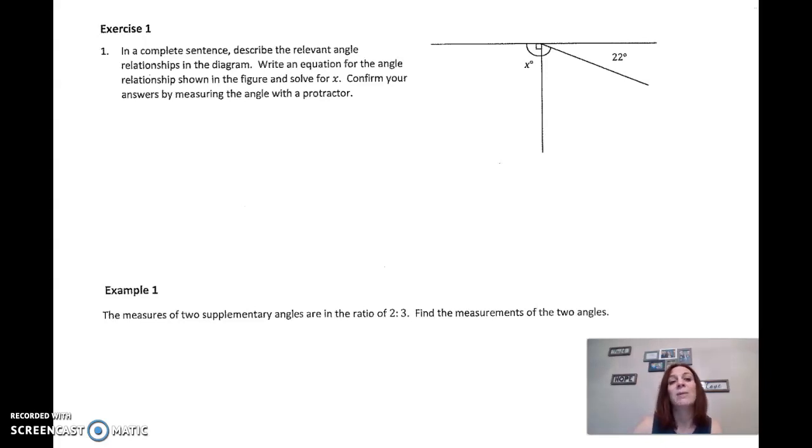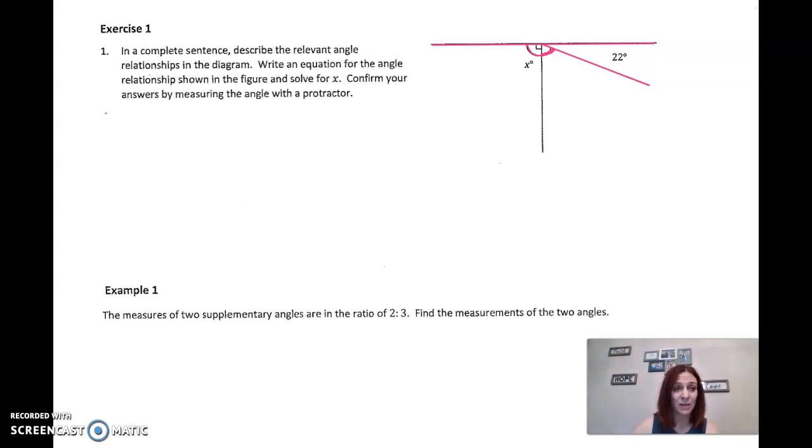In a complete sentence, describe the relevant angle relationship in the diagram. So let's start there. When I look at this, I'm seeing a bunch of stuff going on here. But what I notice is that we have a straight line, okay? So I have this angle going out right here, that's 22 degrees. And then remember what I told you before. Hint, hint, hint for your homework. You see this curve right here, right? That means this whole thing is x, okay? So I see this angle right here and this angle forming a straight line.